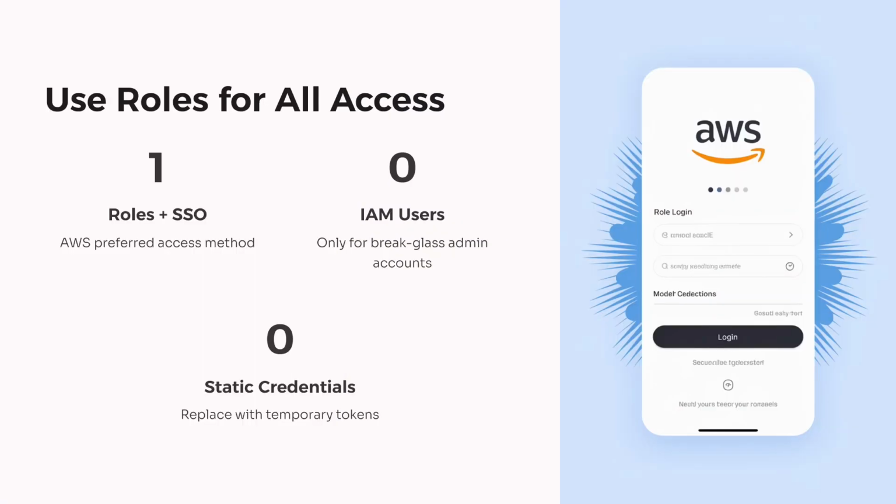The modern AWS recommendation is clear. Use roles and SSO for all access. Use IAM users only for break glass admin accounts. Don't create IAM groups unless absolutely required. Replace all static credentials with federated logins, temporary tokens, and trust-based policies.